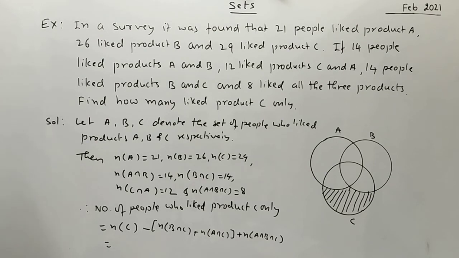This is equal to 29 minus, in bracket, 14 plus 12, close the bracket, plus 8 is equal to 37, that is 29 plus 8, minus 26 is equal to 11.